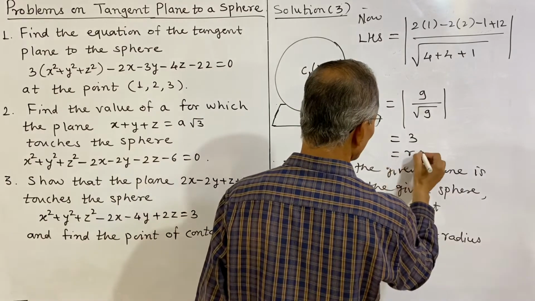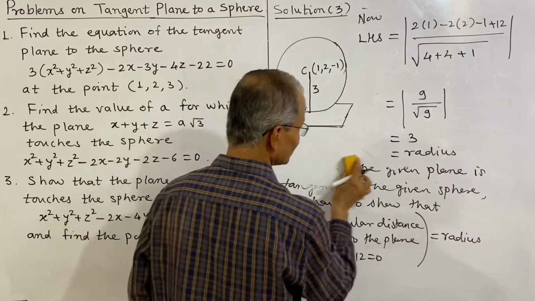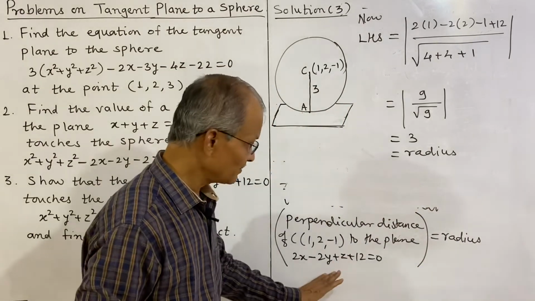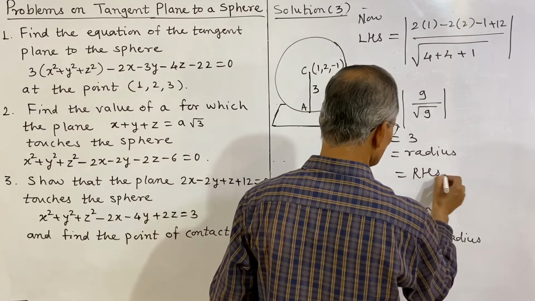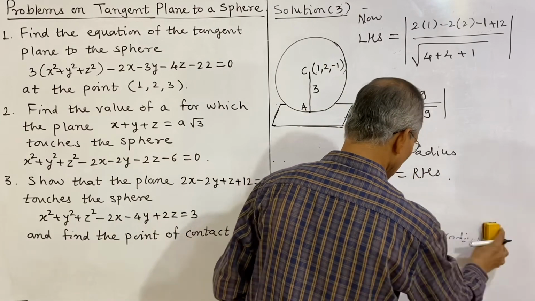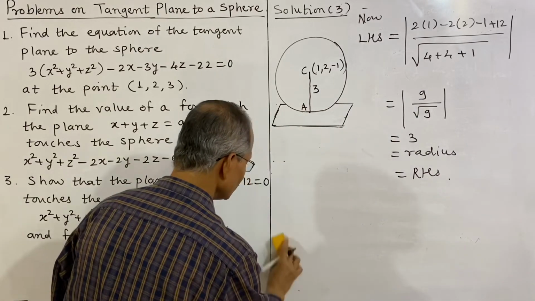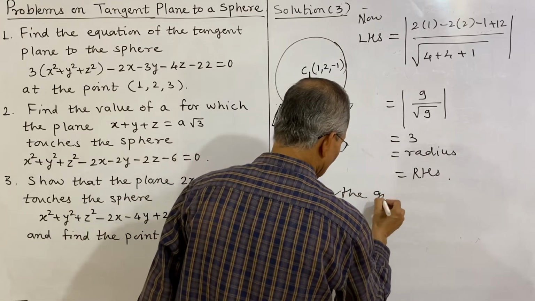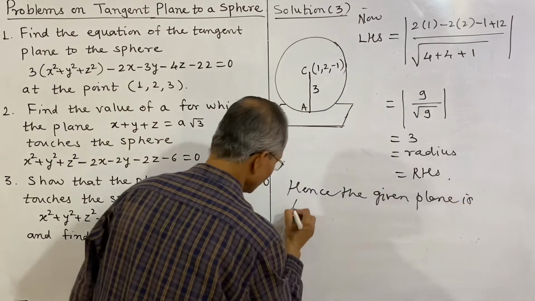This is equal to the radius, and that is equal to the right side, the RHS. So we have proved this condition is satisfied, the left side is equal to the right side, and hence the given plane is tangent to the sphere by the condition of tangency. Hence the given plane is tangent to the sphere.